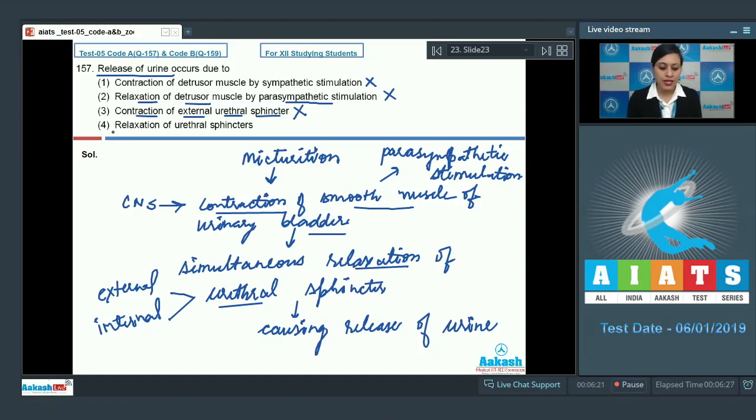The last option given is relaxation of urethral sphincters, and as it is a correct statement, so this is a correct answer to our question. Because micturition is caused when there is simultaneous contraction of smooth muscles or detrusor muscles in the urinary bladder and simultaneous relaxation of urethral muscles, whether external or internal. So the correct answer to this question is option number 4. Let's discuss our next question.